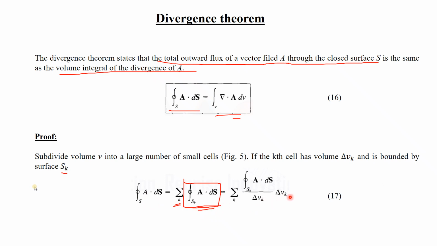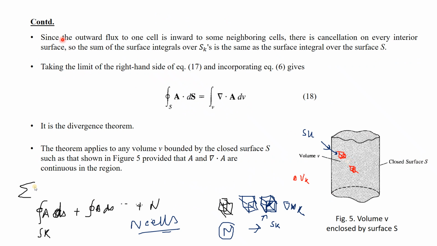Okay, now we are taking this equation. In the numerator and denominator, we are multiplying with delta Vk, that means the volume of the cell. Because we are multiplying in the numerator and denominator, if we cancel, we come back to the original form. It is just a representation. Now, since each cell is bounded by a small volume delta Vk, the outward flux from one cell is inward to some neighboring cells, so there is a cancellation of every interior surface.